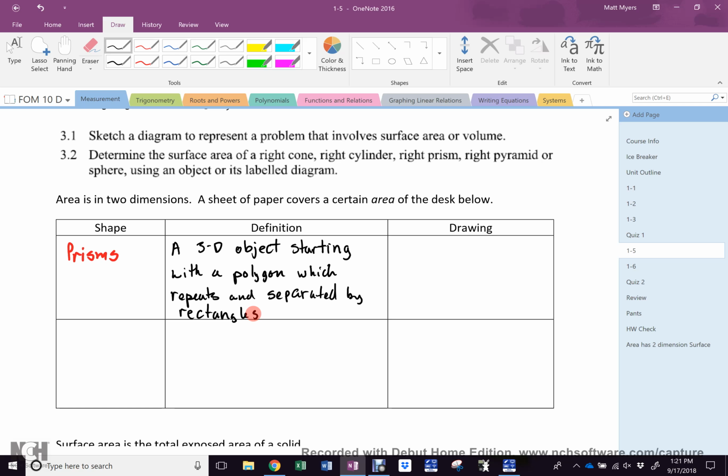All right, so let's start with an easy one. Let's draw a rectangle. Everyone agrees? That rectangle is going to repeat, isn't it?